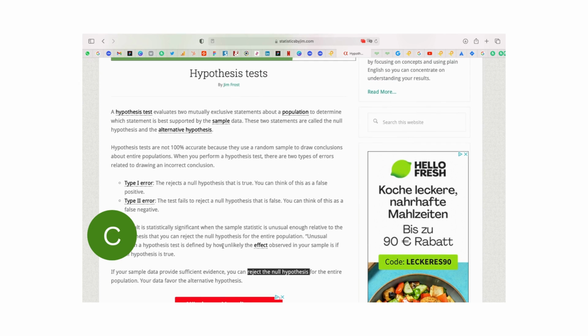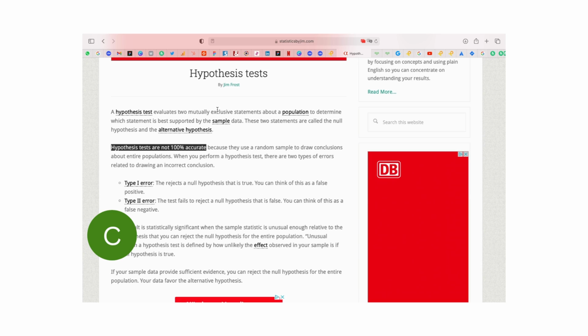So the point of conducting a hypothesis test is always to come to a conclusion whether we have enough evidence in the sample data to say that we can reject the null and we can accept the alternate. Of course, hypothesis tests are not 100% accurate because the evidence that you are gathering is based on the sample that is drawn, and a sample never represents the population 100% accurately.